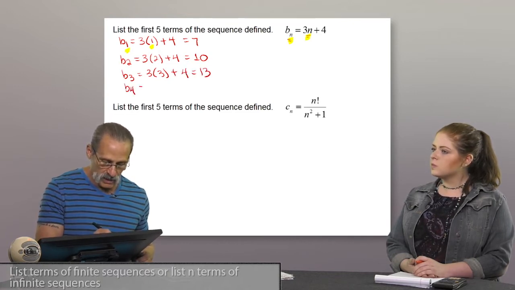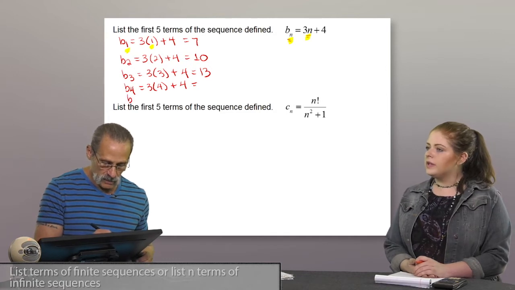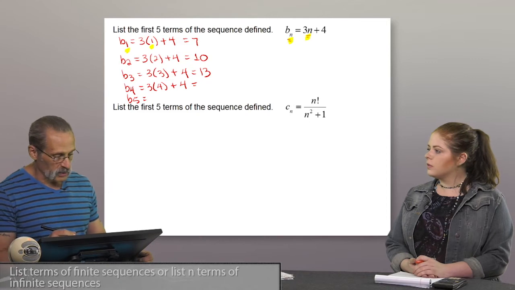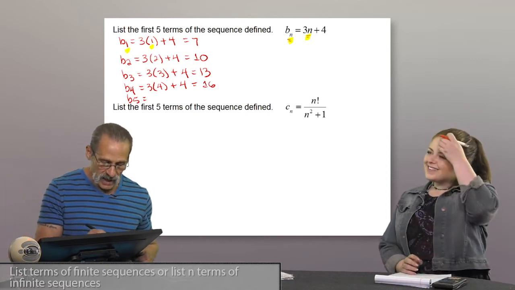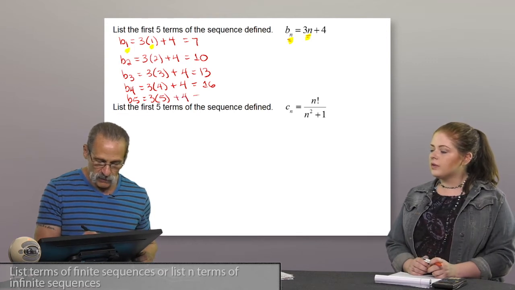B sub 4 would be 3 times what? 3 times 4 plus 4. Very good. And that would be 17? Okay, because it would be 12 plus 4, which is 16. Very good. And the very last one would be 3 times what? 3 times 5 plus 4. 15 and 4 is 19.